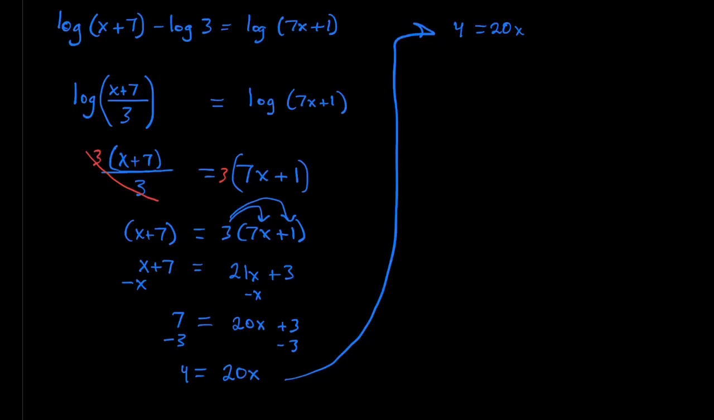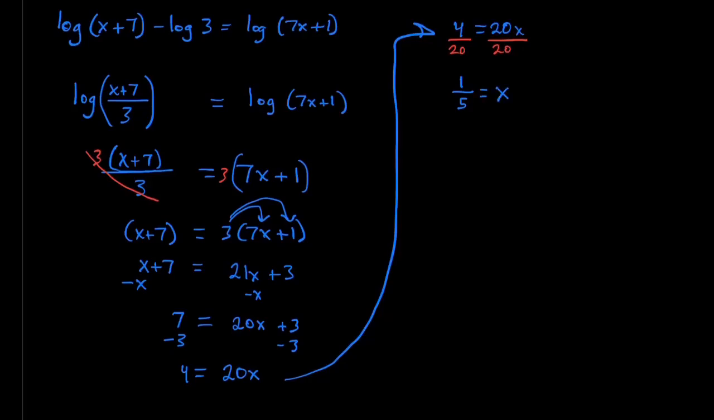The next thing you want to do is go ahead and divide by 20 on both sides so that you can get the x by itself. On the left side, this will reduce because both the top and the bottom can be divided by 4. 4 divided by 4 is 1. 20 divided by 4 is 5.